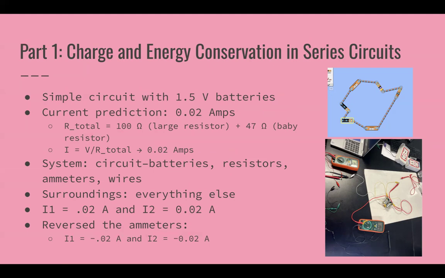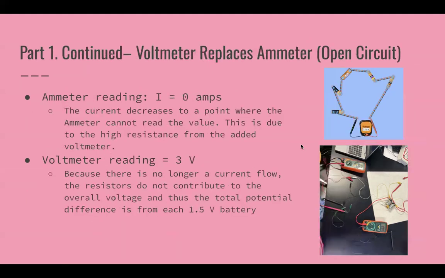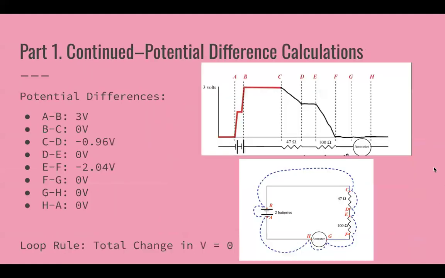When you reverse it, it basically just reads negative. When I open the circuit by replacing it with a voltmeter, the ammeter now reads 0 amps because there's no current going through, and the voltmeter reads 3 volts because it's just reading the voltage from the batteries. Here you can see the online version and the in-real-life version that we did. When I calculate my potential differences, you can see the actual calculations down here. The baby resistor is negative 0.96, and the big resistor is 2.04. I want my total change in voltage to be zero due to the loop rule, and that is pretty much happening here.